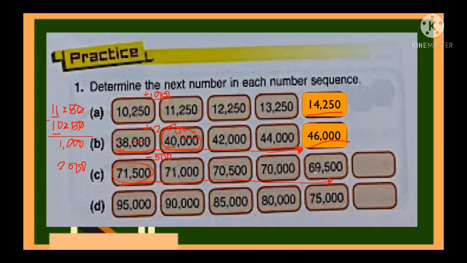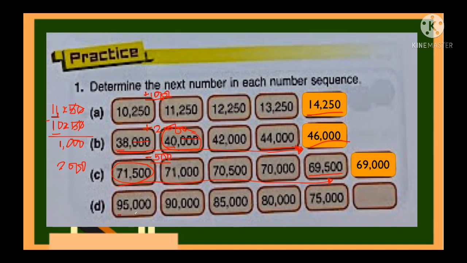So what is 69,500 minus 500? Very good. The answer is 69,000. Good job.